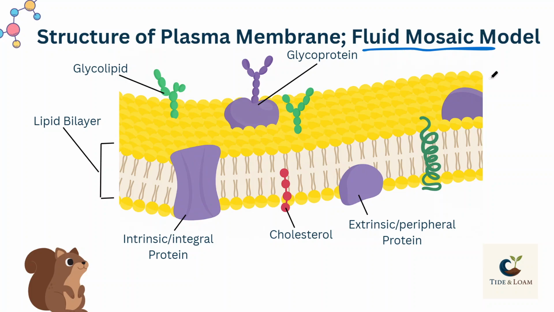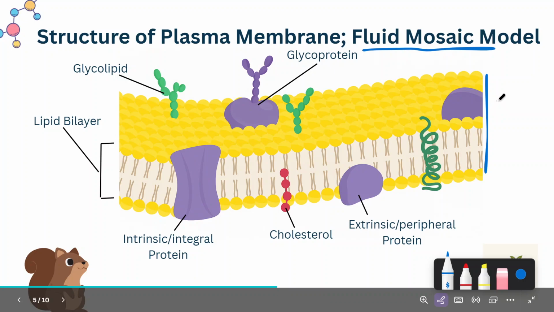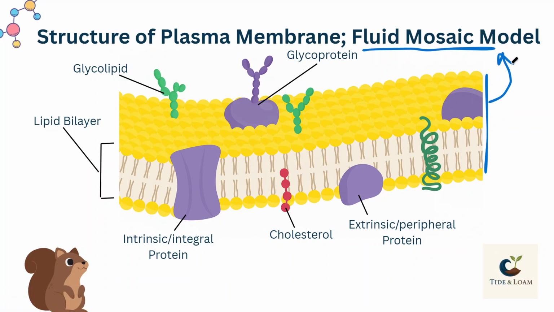Now here we have the fluid mosaic model. This is the fluid mosaic model. This whole figure is of the fluid mosaic model. इस मॉडल में सबसे पहले there is a lipid bilayer. यानी कि as in the previous figure we saw that this is a lipid layer and this is a lipid layer. And these two layers together form the lipid bilayer. ये लिपिड की एक लेयर है और ये लिपिड की दूसरी लेयर है and these two layers form the lipid bilayer because there are two layers of lipid. That's why it is called a bilayer.